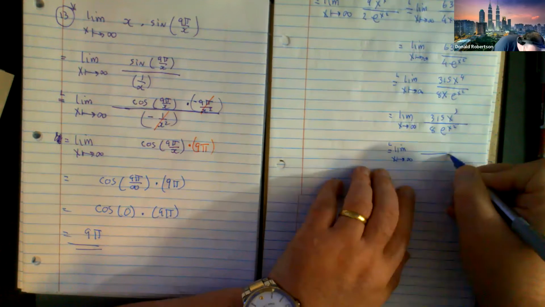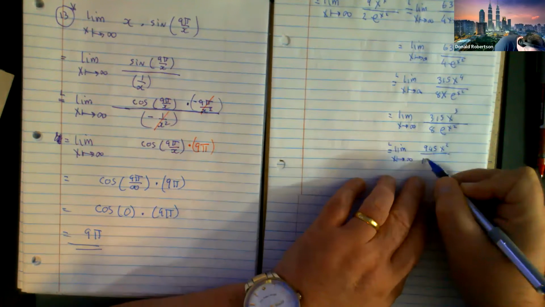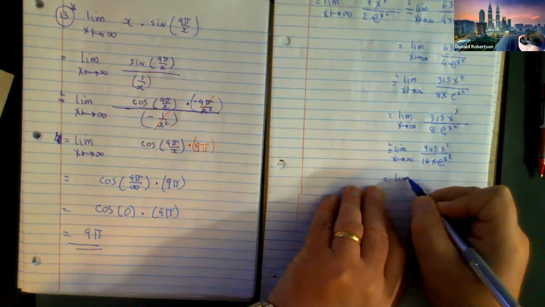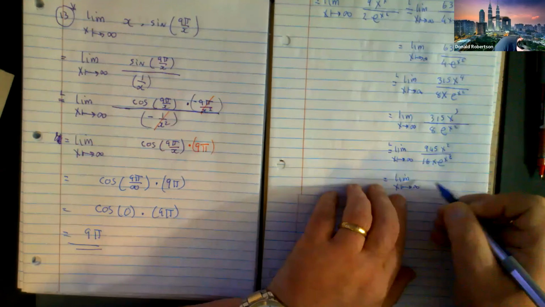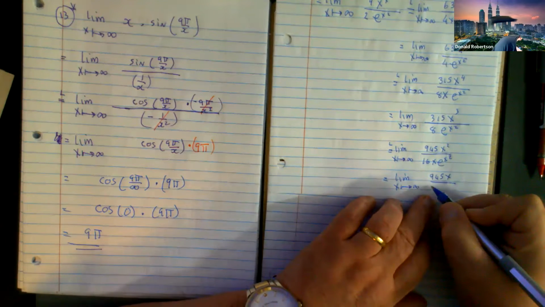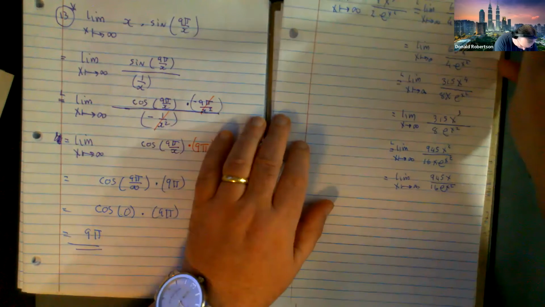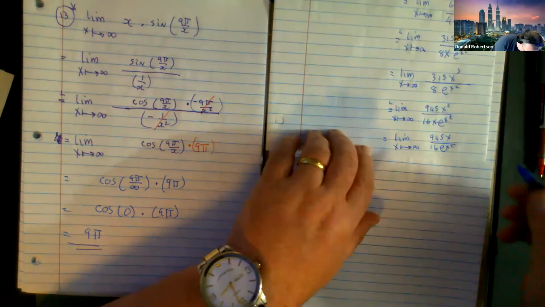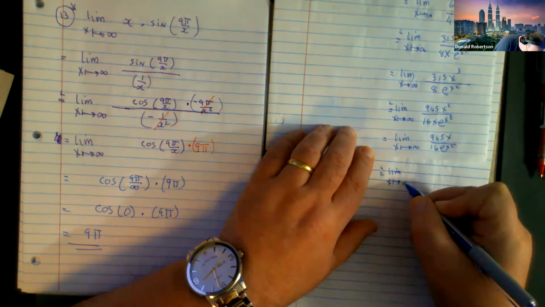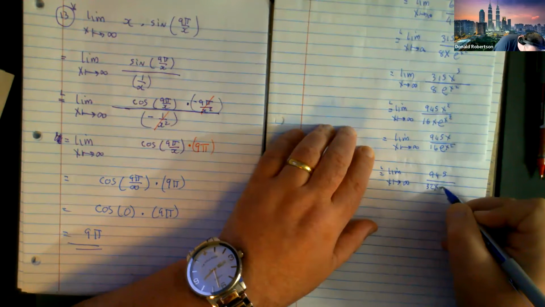I am definitely regretting this one. 945 x squared over 16x e to the x squared, which becomes 945 x's over 16 e to the x squared. Right. One more time. The limit as x tends to infinity of 945 over 32x e to the x squared.